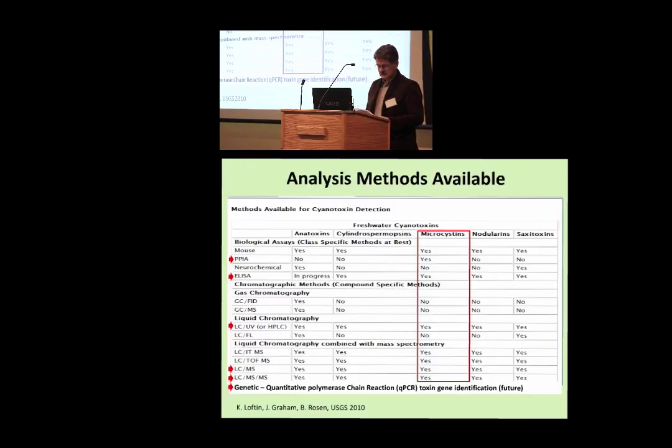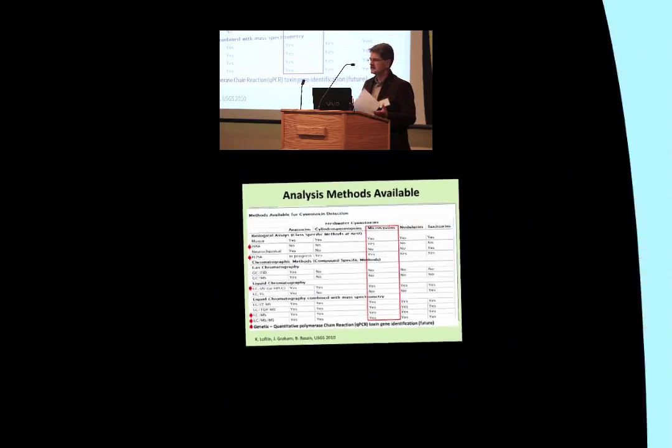And the last one is quantitative polymerase chain reaction, qPCR genetic testing. It can be used. It can determine if potentially toxic organisms are present even if they haven't released toxins. And there's future potential in that, but it's not really commercially available either.